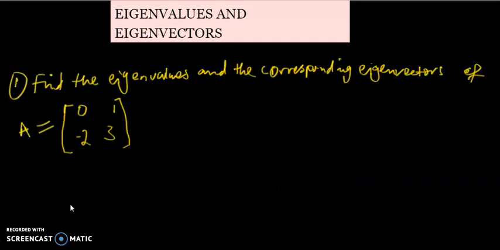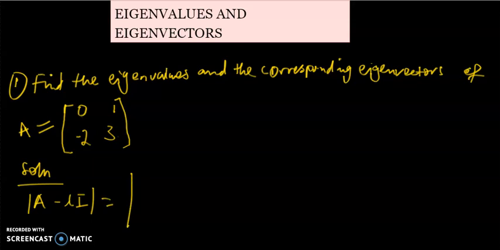So the first question: we are to find the eigenvalues and the corresponding eigenvectors of this matrix. A is given by 0, -2, 1 and 3. So let's take the solution to this. The first thing we need to do is to write our equation. It is given by A minus lambda I, and we are looking for the determinant of this. So this would be equal to writing down this matrix that we are given here.